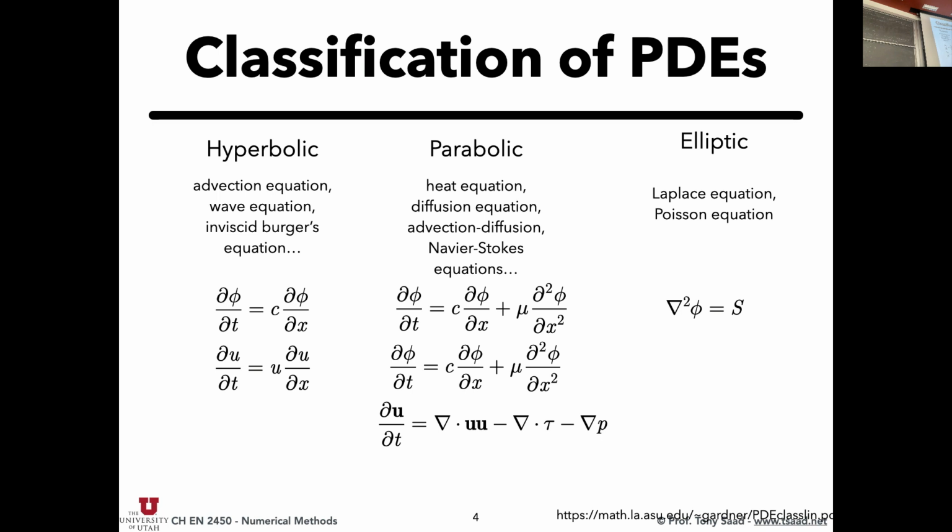And finally, elliptic equations. This is pretty much the standard elliptic equation, which is the Poisson or Laplacian equation, which is nabla squared phi, or del squared phi, equal to s, or some source term, okay?